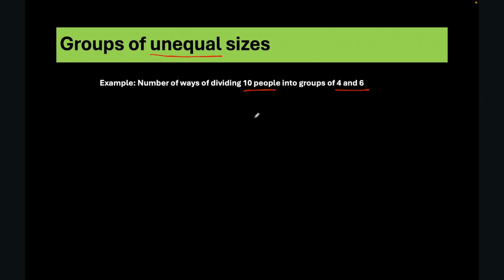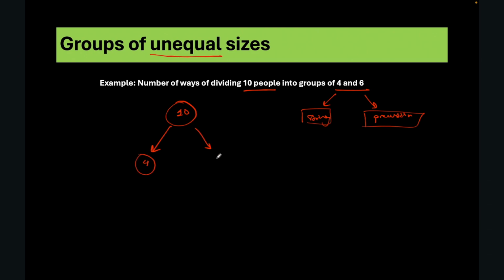Let's say we're making a band. Maybe we need 4 people to play string instruments, and we have percussion for 6. We have 10 people in total, 4 for string, 6 for percussion. How can we divide it? The best approach is to make a picture out of it. So let's say we have 10 people, and I have to divide them into groups of 4 and groups of 6.